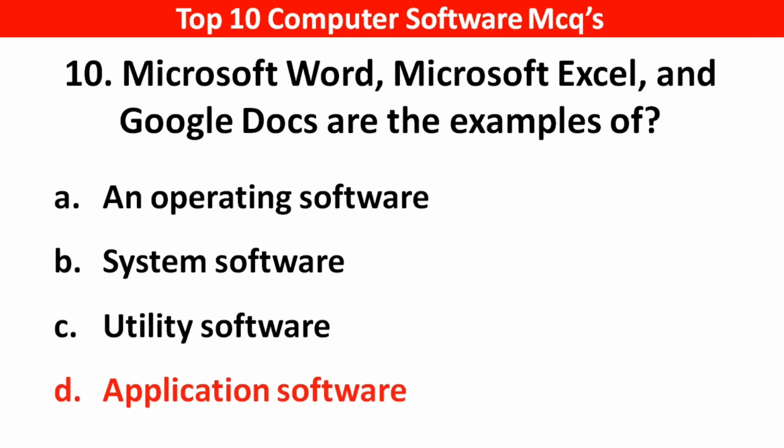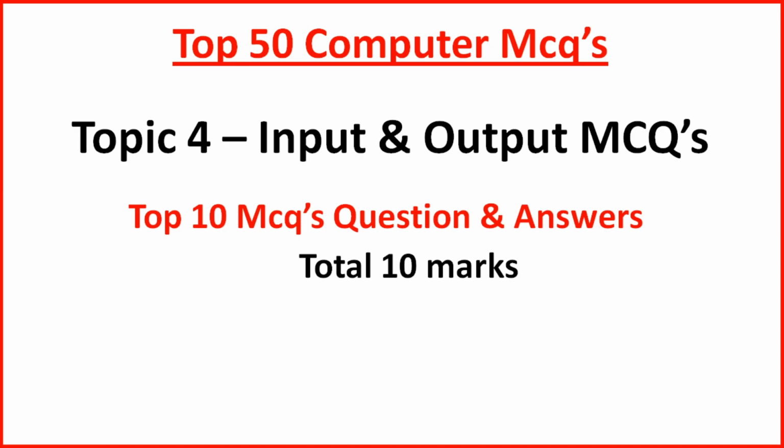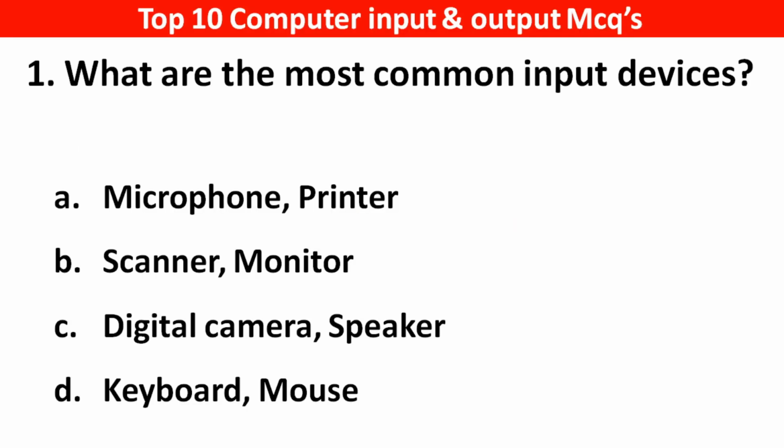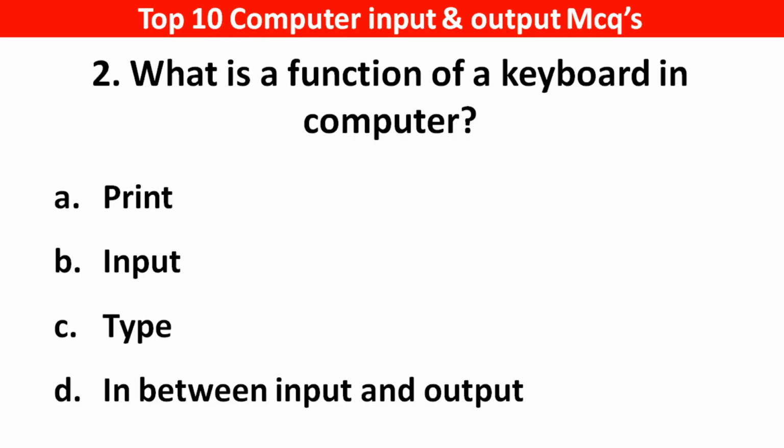Application software. Topics for input and output MCQs. Question number 1. What are the most common input devices? Options A, microphones, printers. B, scanners, monitors. C, digital camera, speakers. D, keyboards, mouse. Right answer is option D, keyboard and mouse.